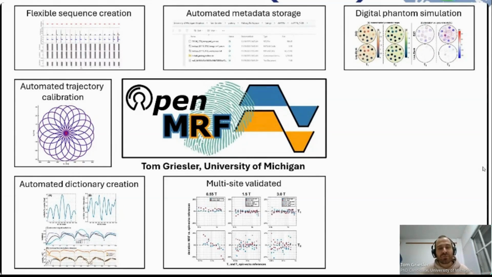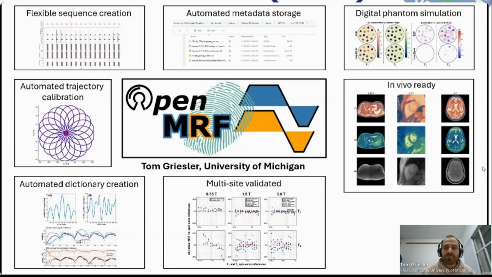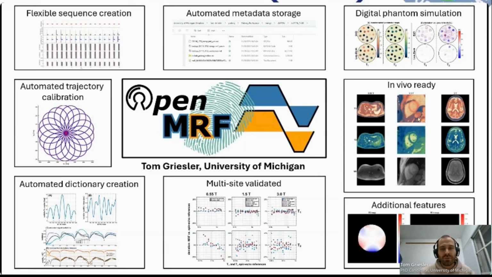This whole project has been validated in a multi-site study at 3 different sites in Europe and North America, and on 3 different field strengths. And we also tested the in vivo readiness of the project by scanning a liver, heart, and brain of volunteers at these 3 different field strengths included so far. The cardiac acquisition especially highlights that we're also able to incorporate an ECG-gated acquisition scheme in this framework.